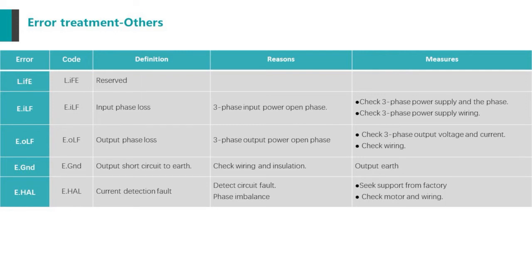The GND is very easy to understand. It is ground, or you can think of it as earthing, especially when the motor cable installation has some problem. If the motor cable is broken, the current is connected with ground and it could display this fault. HAL is Hall. Just now I introduced that if the Hall sensor or the current detection circuit in the power board has some problem, it could display this fault.